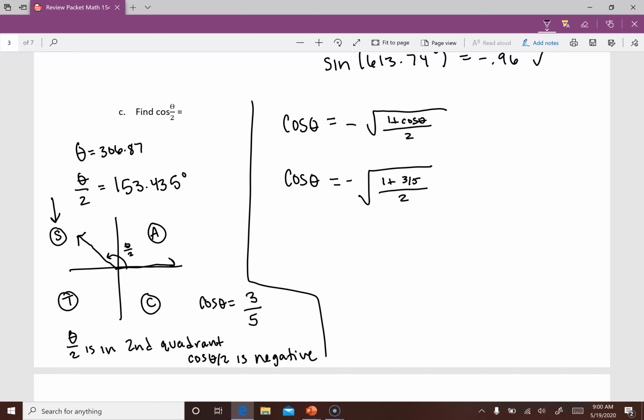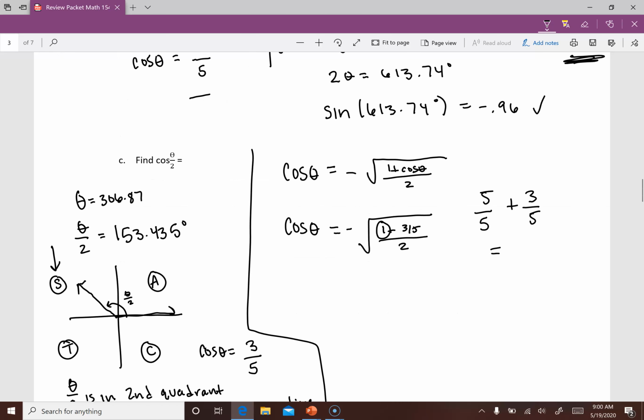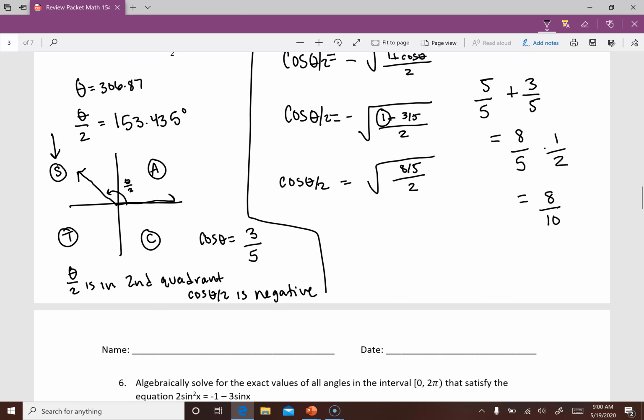So I'm going to pull this off to the side and I'm going to do that math. I can rewrite 1 as 5 over 5, and then I'm going to add the 3 over 5. So that's going to give me 8 over 5. So that's what goes here. So cosine theta over 2 is going to be equal to the square root of 8 over 5 over 2. Well, if I'm dividing by 2, that's the same thing as multiplying by a half. So I'm just going to multiply this by a half, and I get 8 over 10. Well, what does 8 over 10 reduce to? It reduces to 4 over 5.